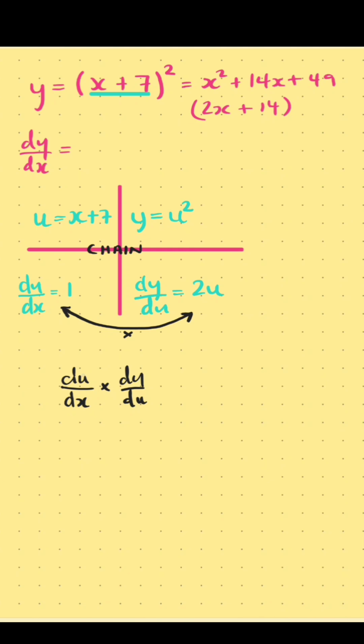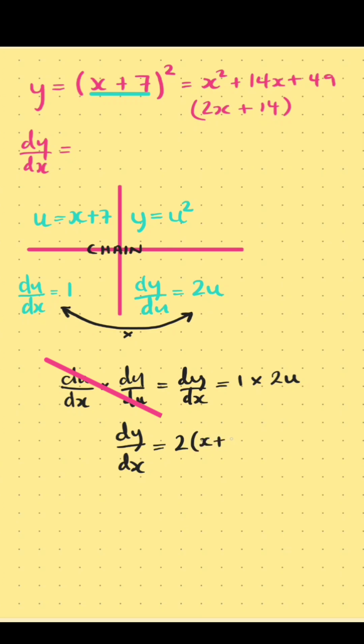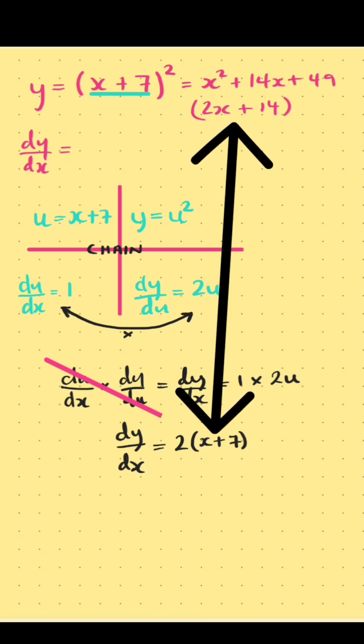As you can see, the du's are going to cancel. We end up with dy by dx, which was what we wanted, and it's going to be 1 multiplied by 2u. Now I'll go to the next stage. dy by dx is equal to 2 lots of u, and up there, that's x plus 7. Okay, so we found the derivative.